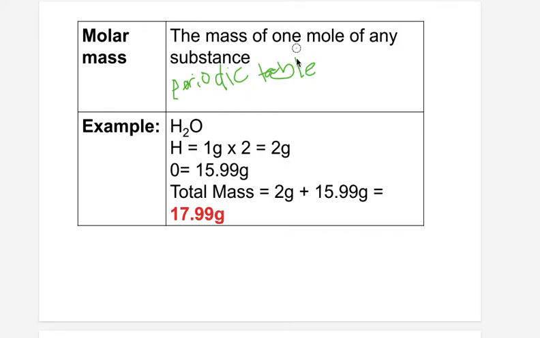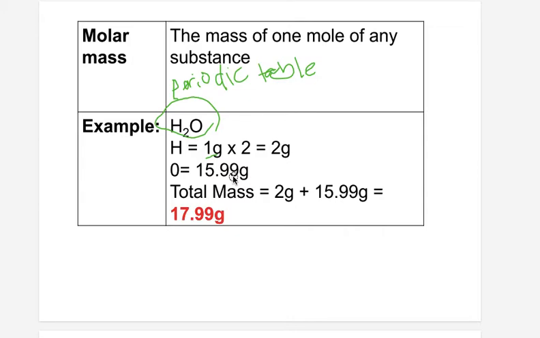Now that's for individual elements, but let's say we have a compound, something like water, right? So water has multiple elements in it and multiple numbers of elements. So if I want to find the molar mass of a compound, I need to add up the molar masses of all of the elements in that compound. So you see what I did here is I took hydrogen, and since I know there's 2 hydrogens here, I take my mass of hydrogen times 2, so I get 2 grams. For oxygen here, I only have 1 oxygen, so my oxygen is actually just the mass on the table, 15.99 grams. Okay. You can round this to 16.